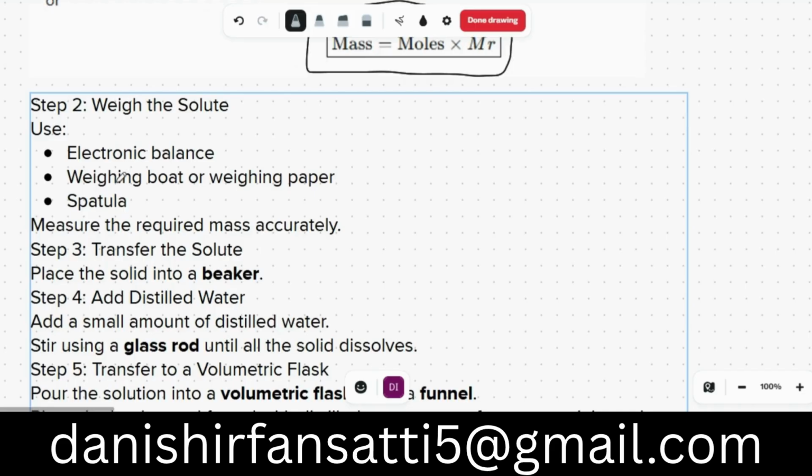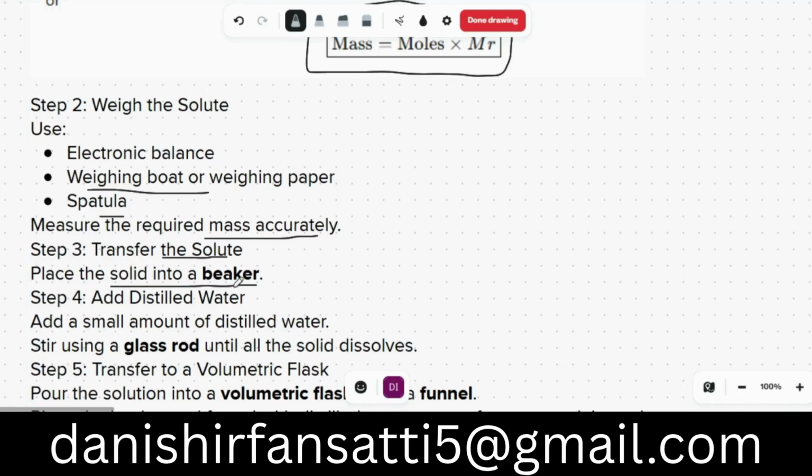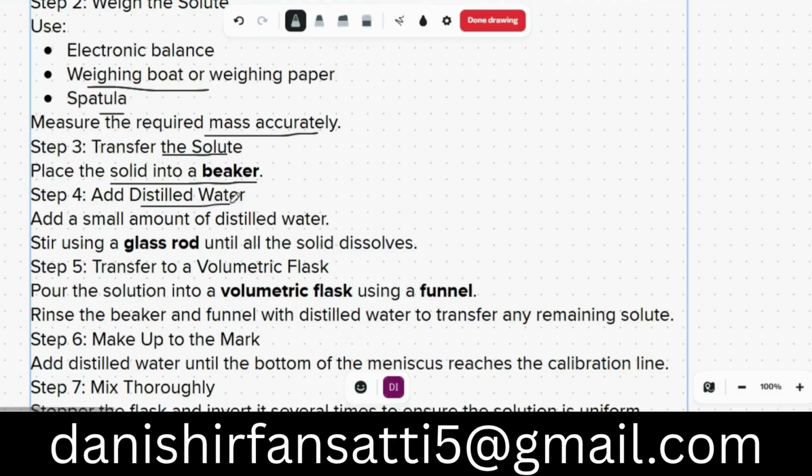Step 2: weigh the solute. You can use an electronic balance, weighing boat, or spatula. Measure the required mass accurately. Step 3: transfer the solute, place the solid into the beaker. Add a small amount of distilled water. Stir using a glass rod until the solid dissolves.